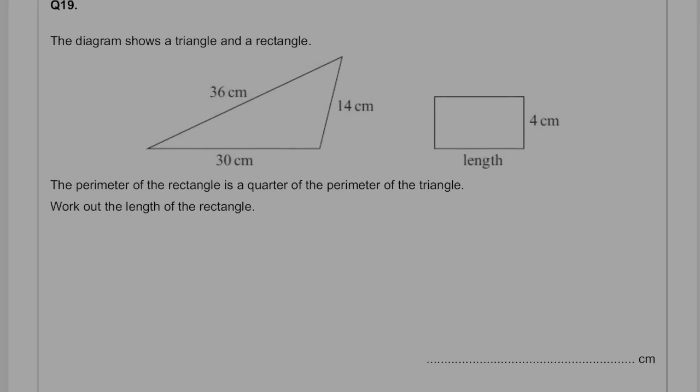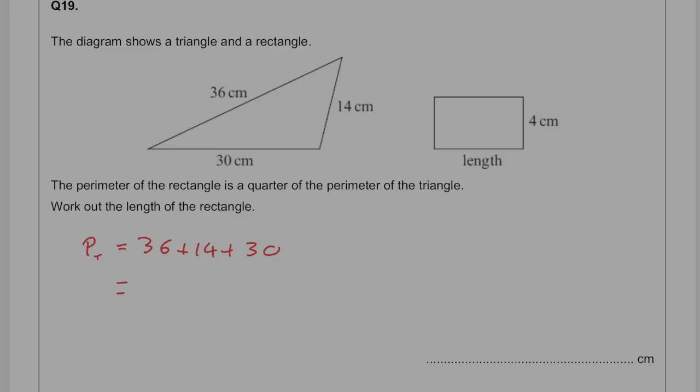Question 19. The diagram shows a triangle and a rectangle. The perimeter of the rectangle is a quarter the perimeter of the triangle. Work out the length of the rectangle. Okay, so I need to work out the perimeter of the triangle first of all. So the perimeter of the triangle, I'm going to call it PT, is going to be equal to 36 plus 14 plus 30. I've written it that way because those two are quite nice to add together. That would give me 50, plus 30 would give me 80.